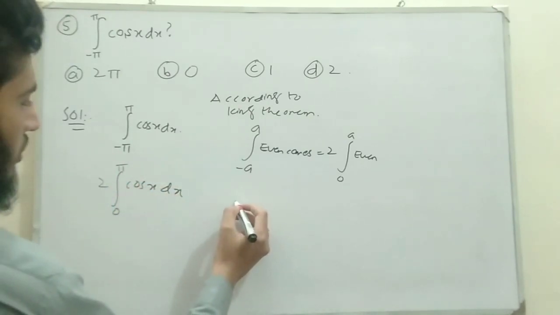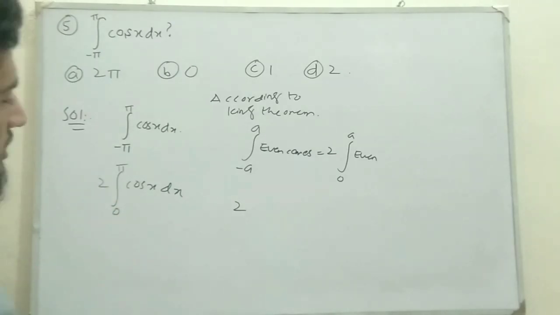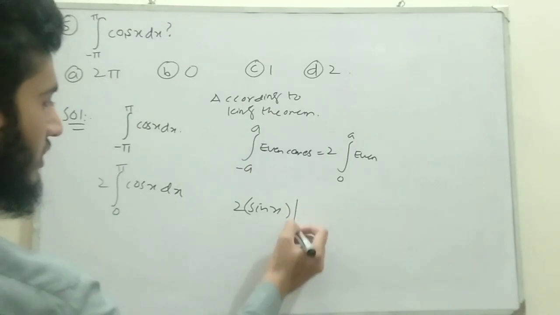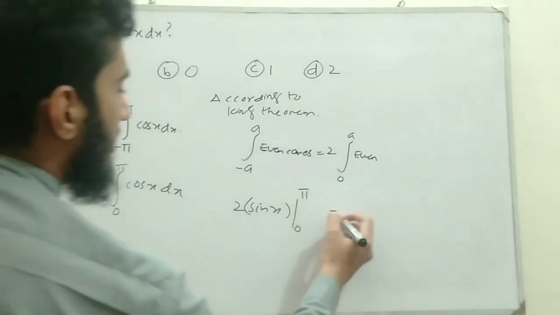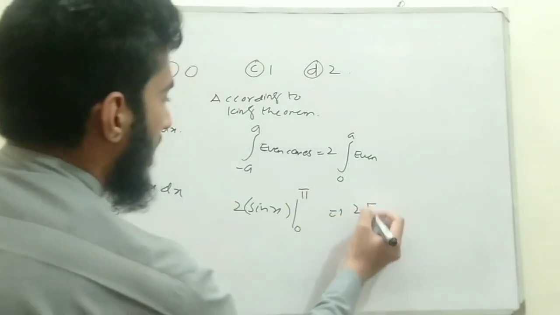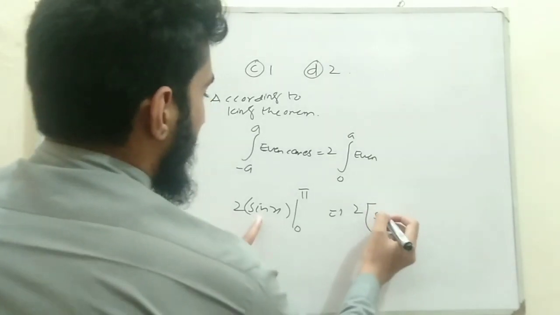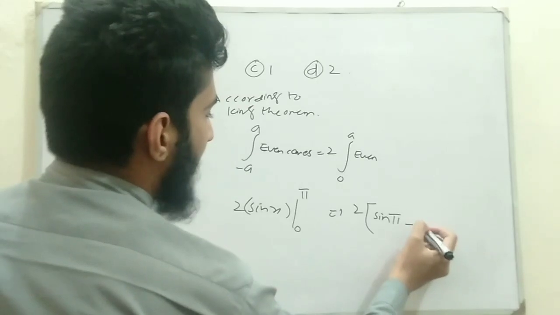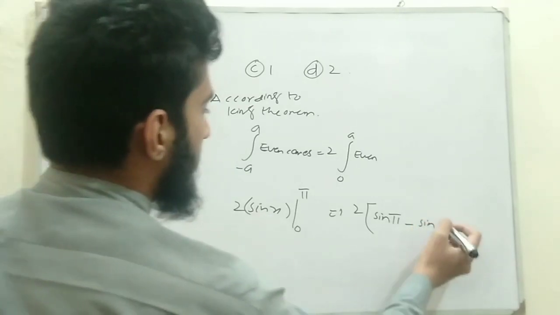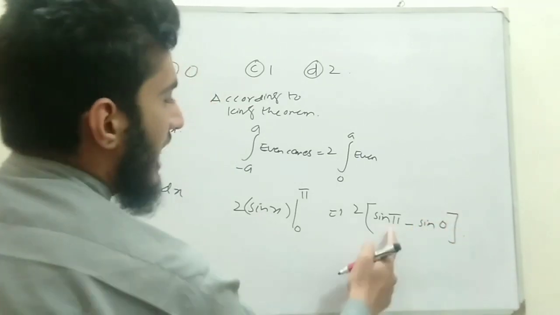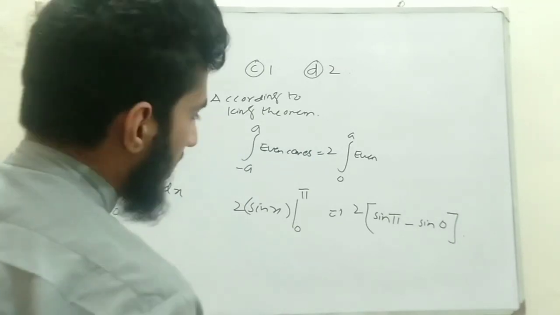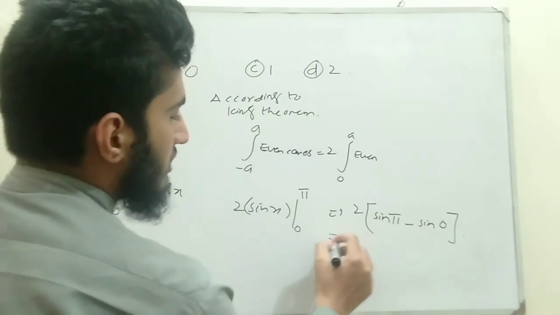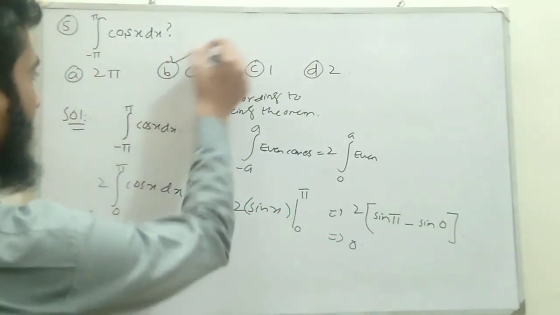After this, it will become 2 times the integral of cos x, which is sin x, and we will apply the limits pi and 0. So it becomes 2 times sin of x, where x is pi, so sin of pi, minus sin of 0. Sin pi is equal to sin 180, and sin 180 is equal to 0. 0 minus 0 will give us 0, and 0 multiplied by 2 will give us the value 0. So the correct option is option B.